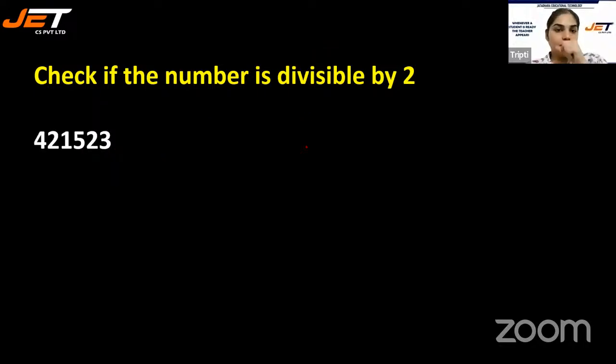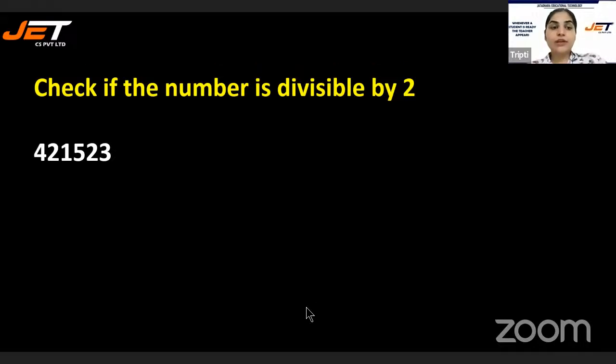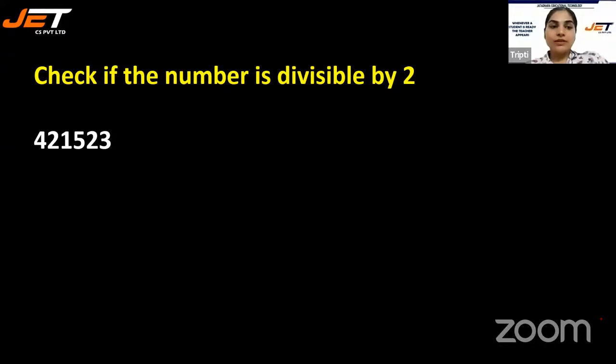Now this, you don't need to see the entire thing, right? You just need to see what is the last digit. If the last digit is even, that means the number is divisible by 2. And if it's odd, that means it is not divisible by 2. Okay? So over here, it is odd. 3 is odd. That means this number is not divisible by 2.